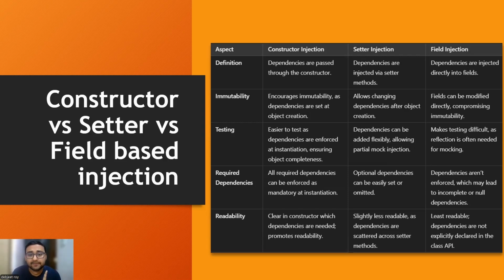For readability perspective, it's clear in constructor which dependencies are needed. It promotes readability basically. With respect to setter, it is slightly less readable, because dependencies are very much scattered across your projects, like wherever dependencies are there, you have to search them out. With respect to field, it's less readable because dependencies are not explicitly declared at the class API level. So that was the difference. So you can pause this video here, understand the difference, then go ahead with it.